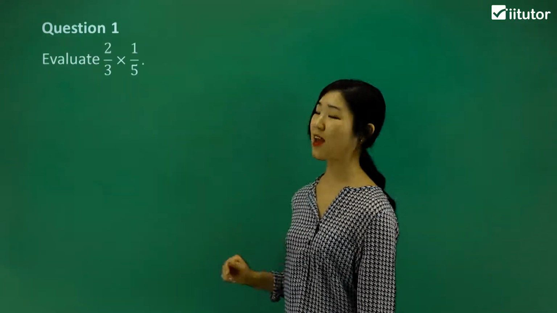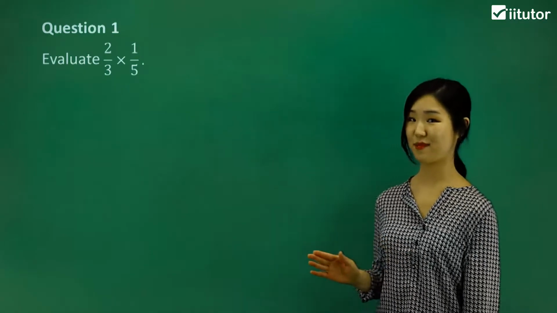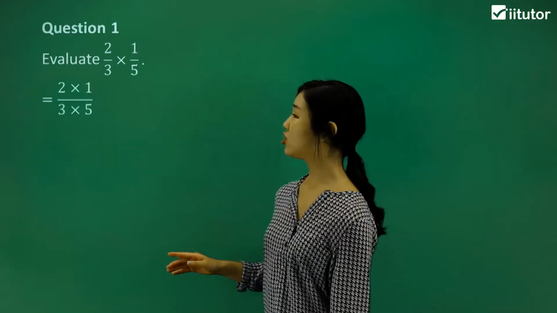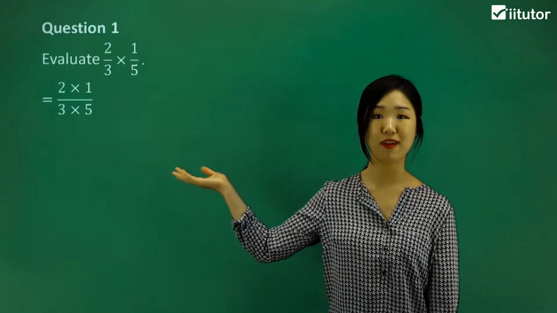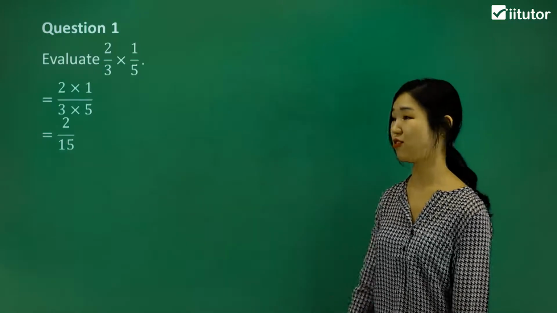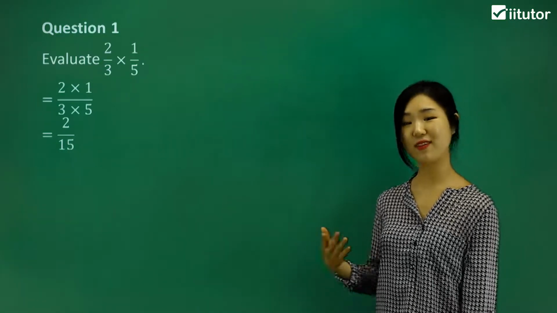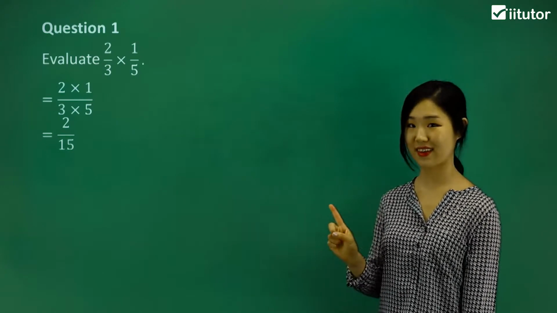Alright guys, so let's have a look at question 1. Evaluate the multiplication of these two fractions. Just multiply the numerators together and multiply the denominators together. So 2 times 1 is what goes in the numerator, and 3 times 5 is what goes in the denominator. 2 times 1 is 2, 3 times 5 is 15, so the answer is just 2 on 15. How easy was that? That's all you need to do, okay? Just work with numerators together, denominators together. That is the key thing.